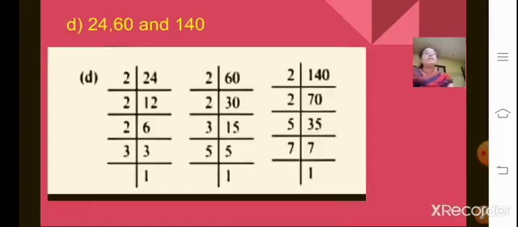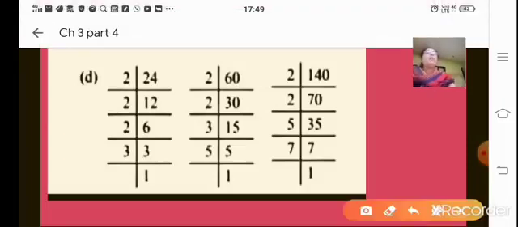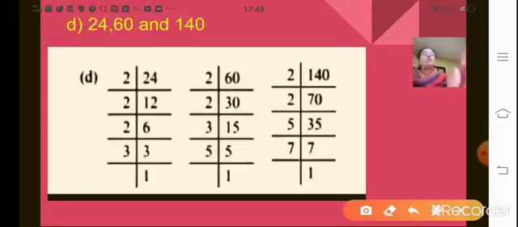Now coming to the next sum, D. Again you have to find the HCF of 24, 60 and 140. So take 2 as a prime number. 2 ones are 2, 2 twos are 4. 12 is divisible by 2. 2 sixes are 12. 6 you can again divide. 2 threes are 6. 3 ones are 3.